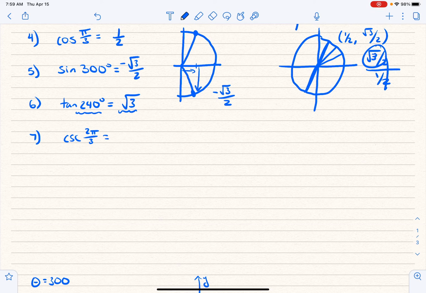And lastly, cosecant of 2 pi over 3. Well, pi over 3 is 60, so 2 pi over 3 is 120. So that's going to be just into the second quadrant right here. Okay? Now, cosecant is the reciprocal of sine. So I'm paying attention to what the y value is at this point. The x value is negative 1/2. The y value is square root of 3 over 2 right there. And so then I need the y value, and then I just have to take the reciprocal of it. So that's going to be 2 over the square root of 3.